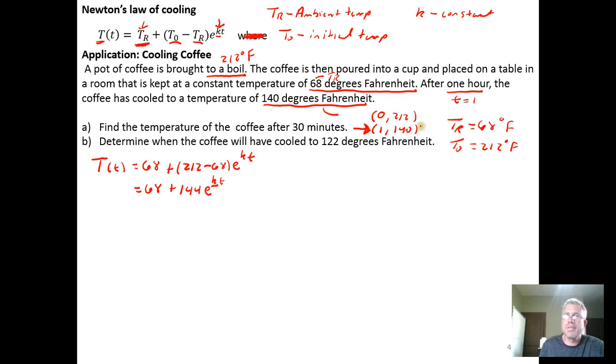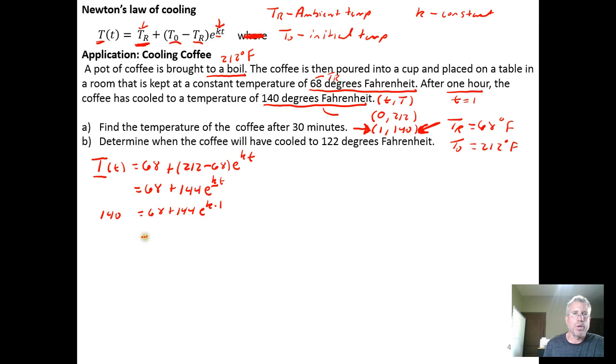So we grab this data point on the model. This 1 hour caused a decay to 140 degrees, and we plug that information into the model, right? The model is input time, output temperature. So I replace temperature in the model with 140. And we replace time in the model with the 1 hour.